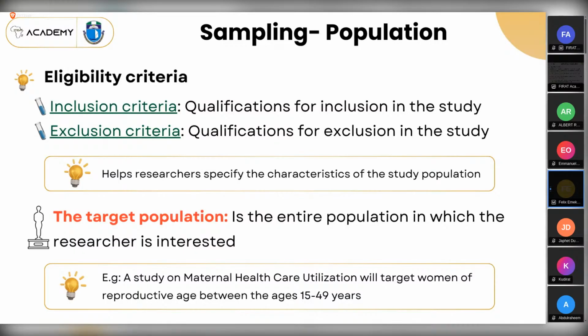So your inclusion criteria would be those that are in the reproductive age between 15 and 49 years, those that are pregnant, because preeclampsia only happens to women that are pregnant. So understanding your study population, that's also where you're going to take your sample from. So there is a strong link between study population and your sampling.